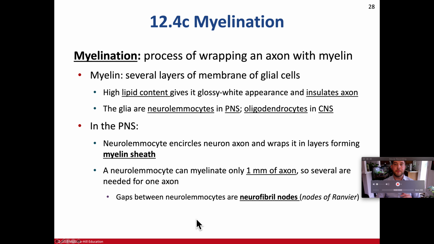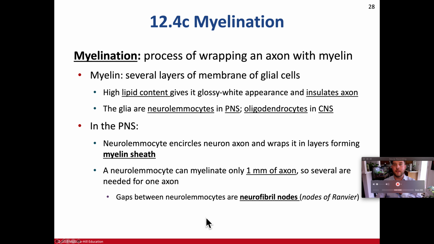The gaps between them are very normal, and they are crucial for functioning. If the entire axon was myelinated, the signal would be very slow to transmit. So the gaps between them allow the signal to jump from one to the next and transmit faster. So here's the myelination of the peripheral nervous system axons. It is different between the peripheral and central nervous system.